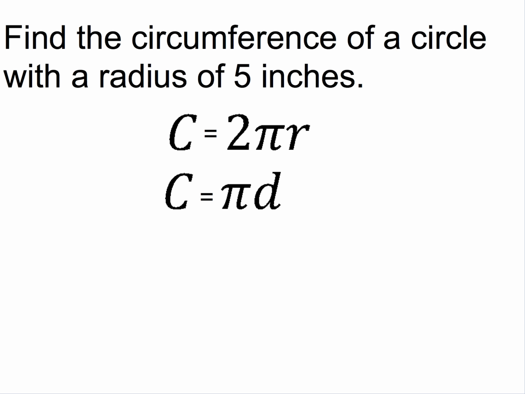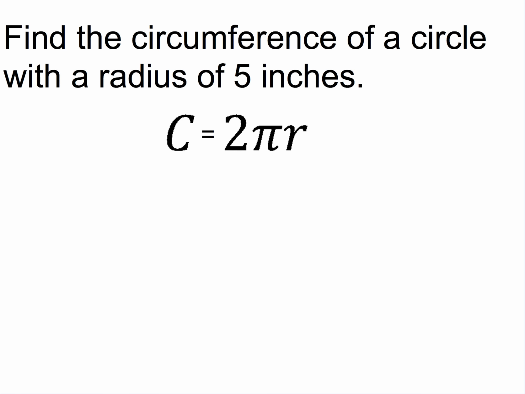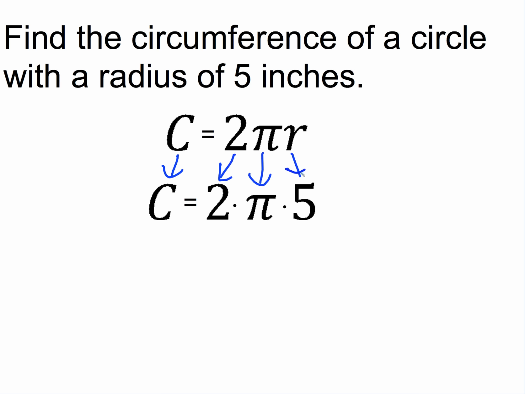So let's say that you have the problem where it says find the circumference of a circle with a radius of 5 inches. Well, you can use either formula if you know how to, but since they give us the radius, I'm going to use the formula with the r in it, 2 times pi times r. So all I do is I keep everything the same. The C stays the same, the 2 stays the same, the times pi stays the same. The only difference is I change the r to 5 because I know that the radius is 5 inches.